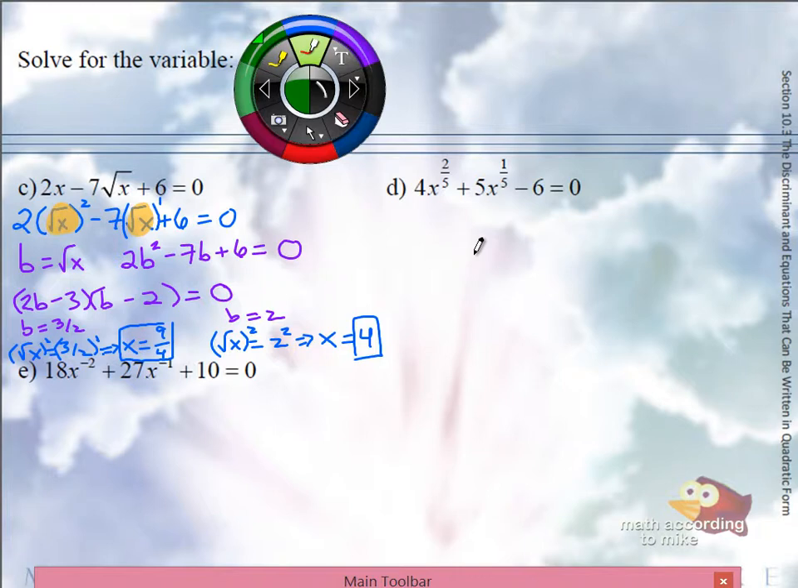All right, what are you thinking? So what is getting replaced? What expression? X to the 1/5. So we could rewrite this as 4 times the quantity x to the 1/5 squared plus 5 x to the 1/5 minus 6. So we see our something being repeated.